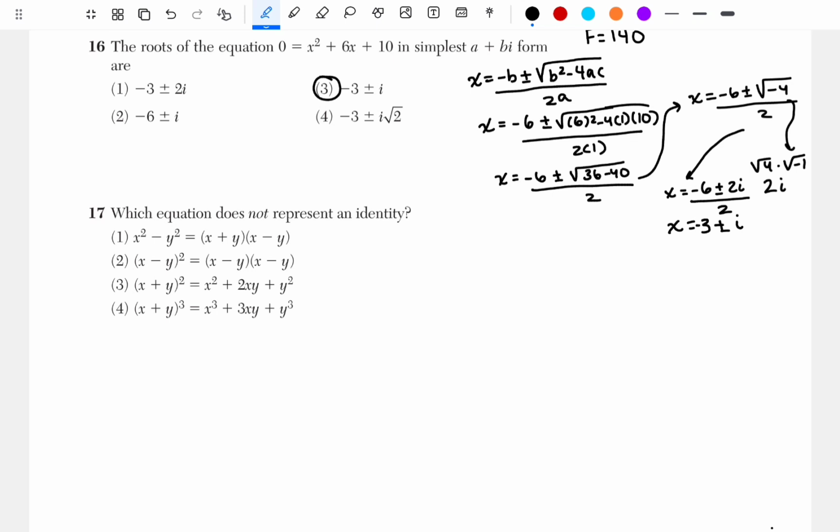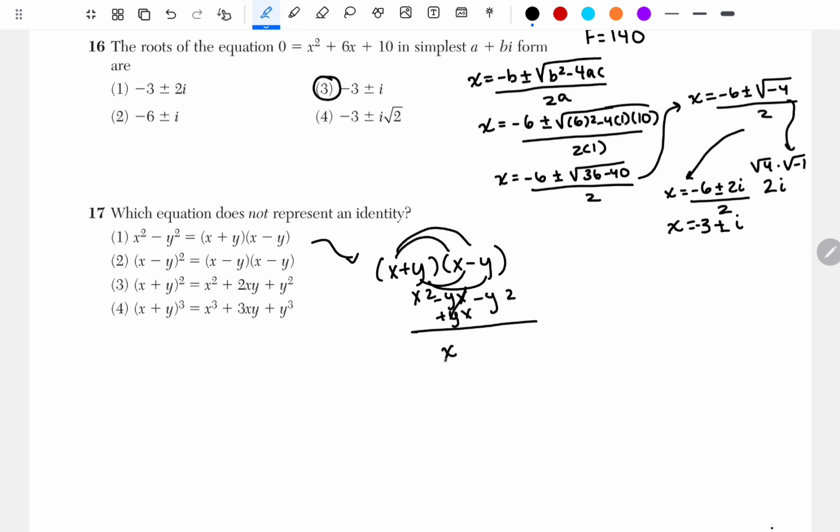So, if we take answer choice number 1, it says x squared minus y squared equals x plus y, x minus y. If we were to FOIL this out, this would be x squared, this would be negative yx, this would be positive yx, and this would be negative y squared. And if we simplify, we get x squared minus y squared, and we know this shows an identity because it simplifies correctly. Answer choice 2, you do the same thing.